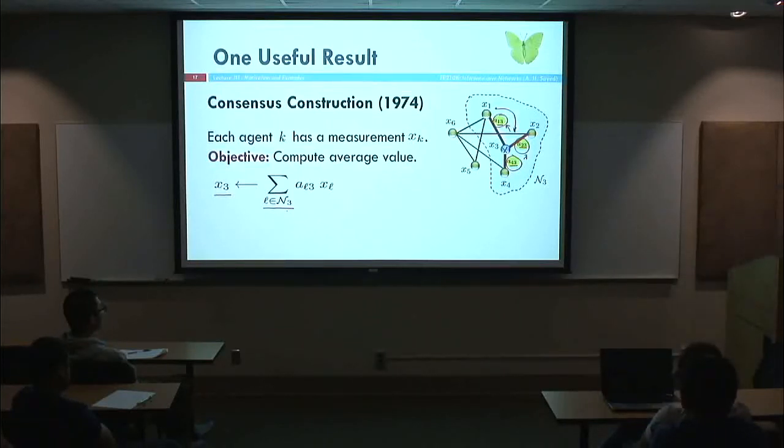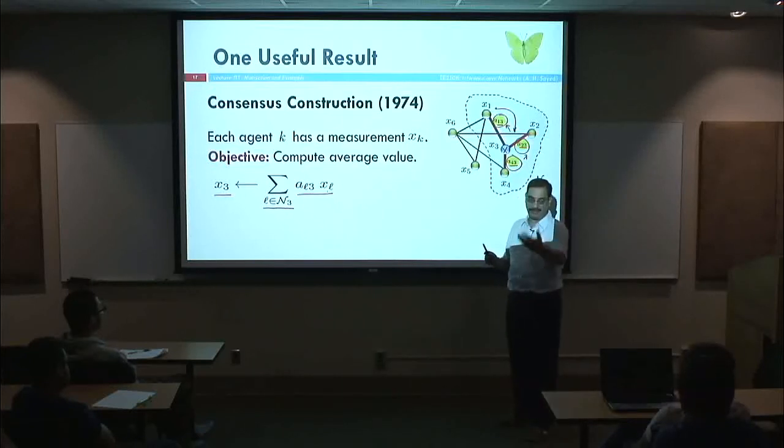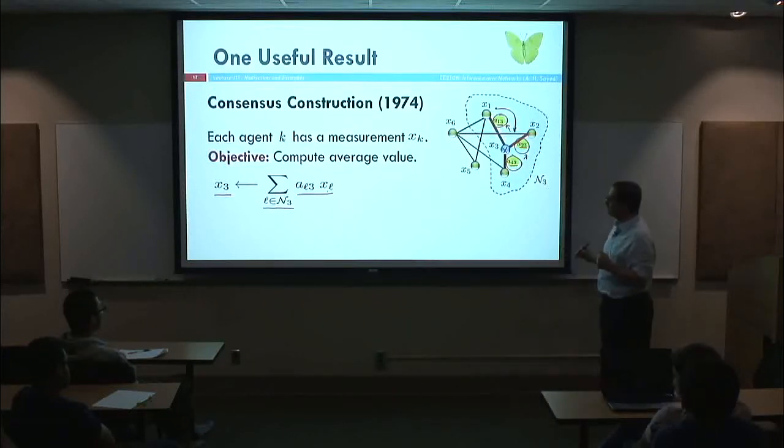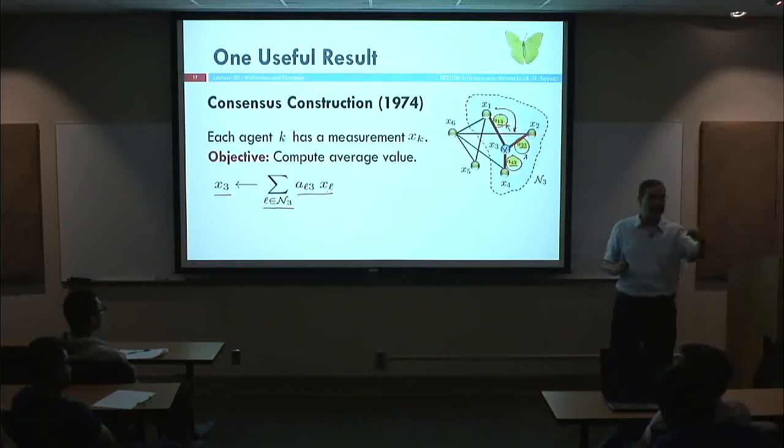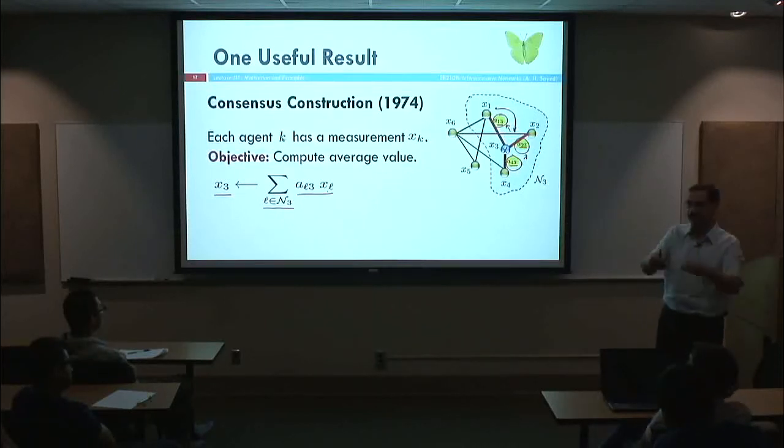So what agent 3 is going to do, it's going to combine in a convex manner the measurements of its neighbors. So it takes the measurements of its neighbors, X sub L, multiplies by a coefficient A. Okay, so these A's will add up to 1. They are non-negative numbers that add up to 1. So that's a convex combination, okay?